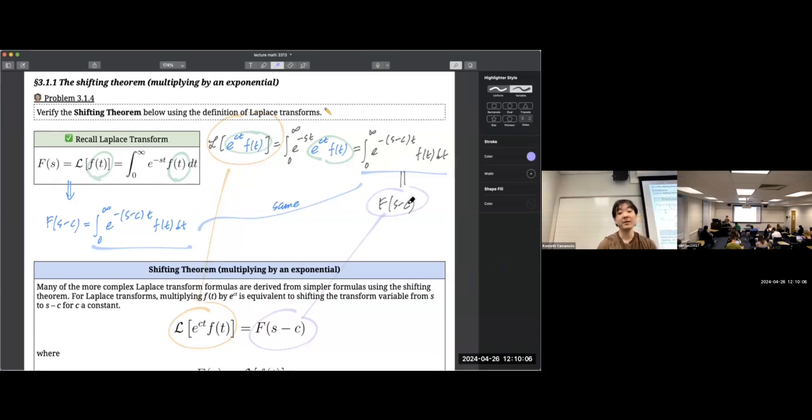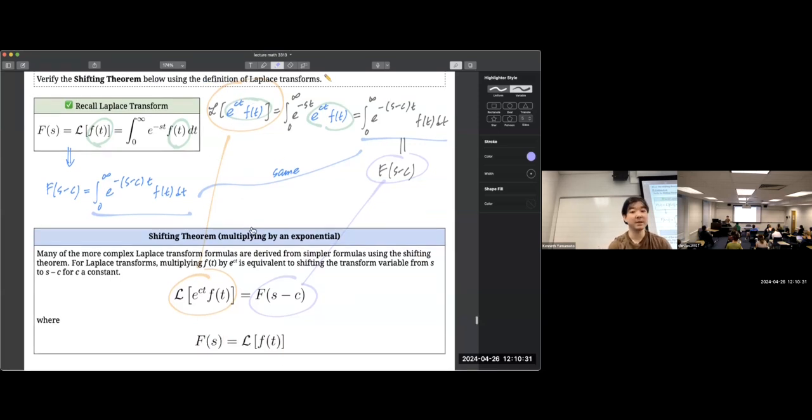So this capital F of s minus c is like taking my Laplace transform of this f of t and doing a horizontal shift on it. That's actually the same as if you took the Laplace transform of e to the ct times f of t. This is called the shifting theorem, and it makes it possible to compute other Laplace transforms. If you know the Laplace transform of f of t, now with this theorem, you can easily compute the Laplace transform of e to the ct times f of t.